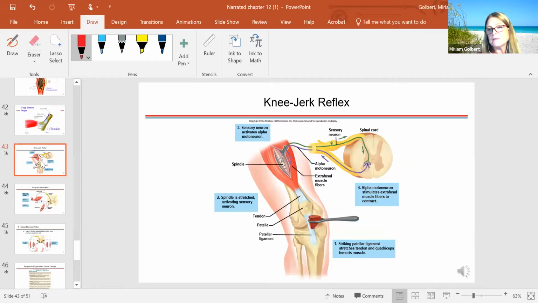We've seen this one, your patellar reflex. When you pound on the ligament, that stimulates those receptors that are right in the middle, the muscle spindle, and the jerky reaction is your knee jerk.